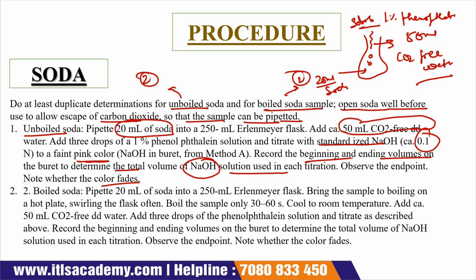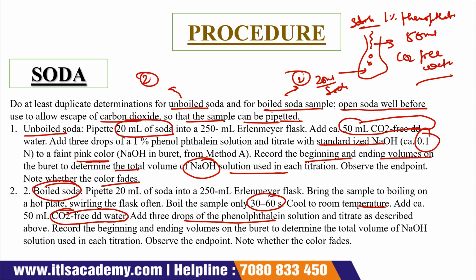Now the next one is the boiled soda. In this case we take 20 ml of soda again into a 250 ml enamel flask. Then we boil it on a hot plate, only for 30 to 60 seconds, and then keep it at room temperature for cooling. After that we again add 50 ml of carbon dioxide free deionized distilled water and 3 drops of phenolphthalein indicator, and titrate it again.